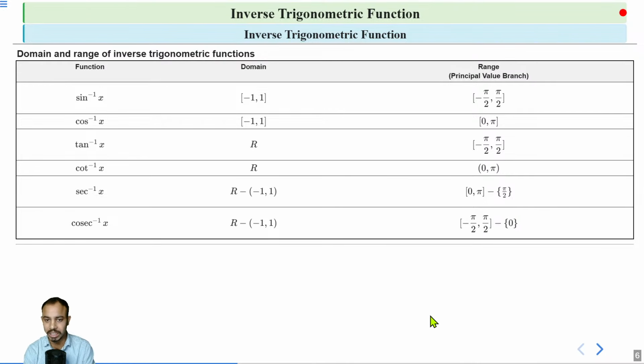So you should keep in mind the domain and range of these inverse trigonometric functions. You have to memorize the domain and range of sin inverse x, and of cos inverse x. Similarly, you have to memorize them for tan inverse x, cot inverse x, sec inverse x and cosec inverse x. I hope you understand. Now moving to the next.